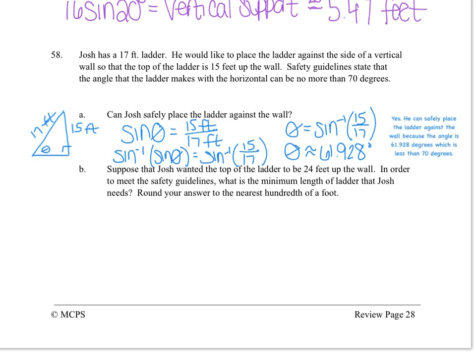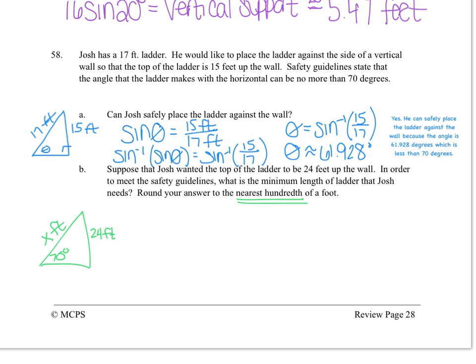Part B says, suppose that Josh wanted the top of the ladder to be 24 feet up the wall. So let's say we had our picture, but instead we want this to be 24 feet. In order to meet the safety guidelines, what is the minimum length of ladder that Josh needs? Round your answer to the nearest hundredth of a foot. Well, we know minimum guidelines says that this angle has to be no more than 70 degrees. And we want to know how many feet can this ladder be?